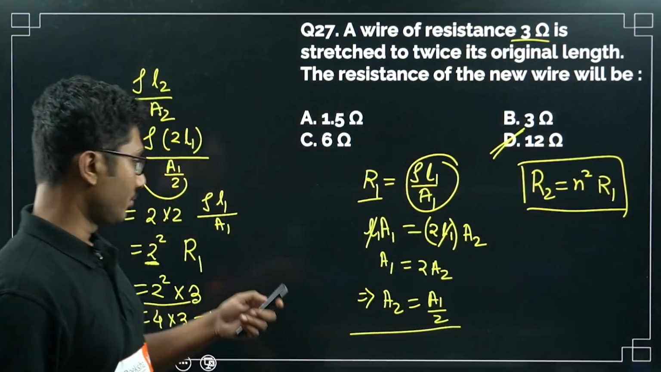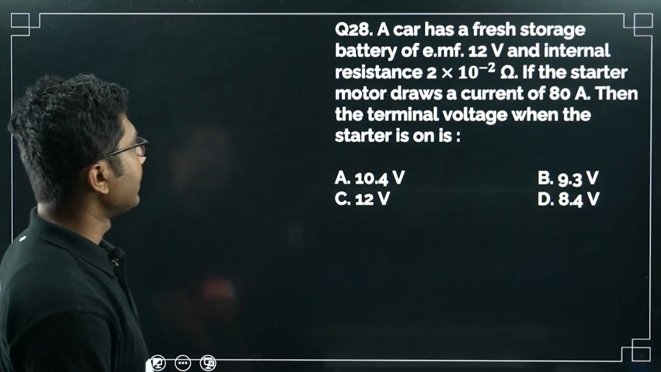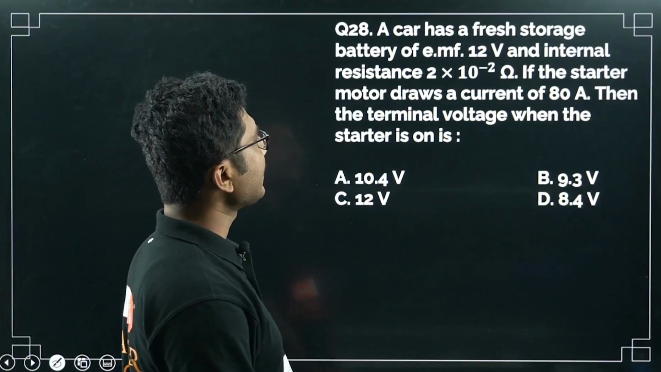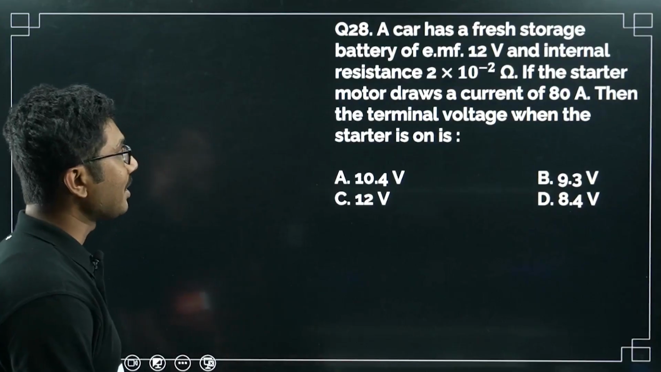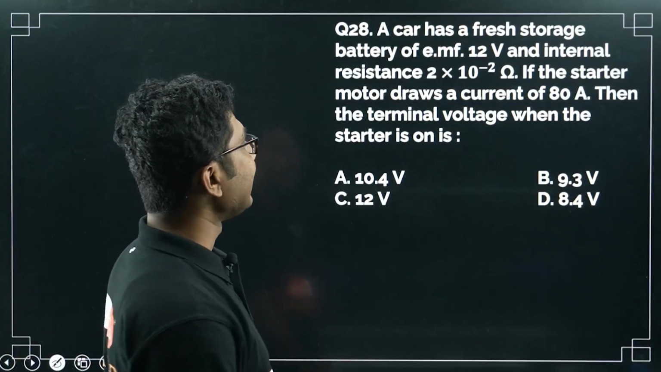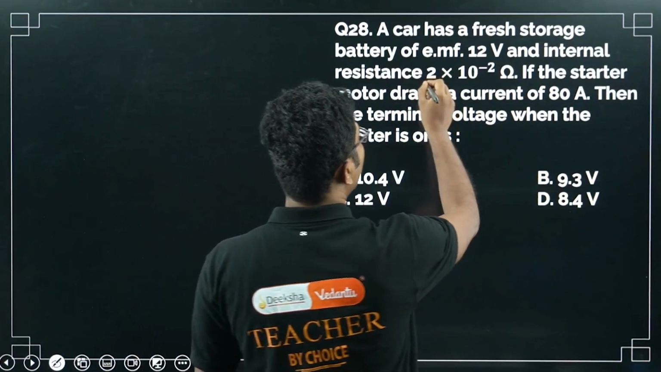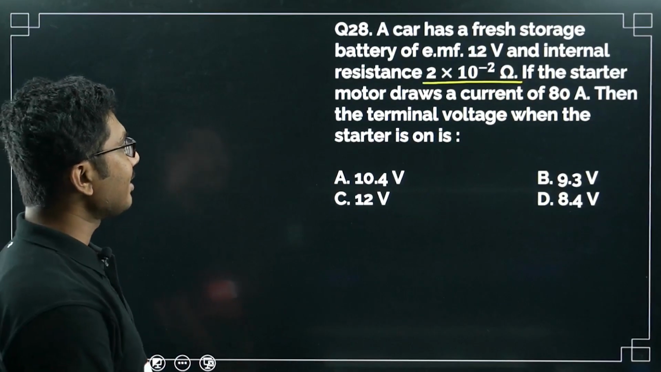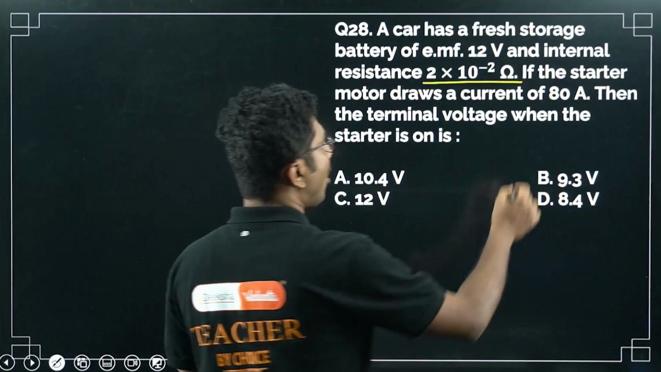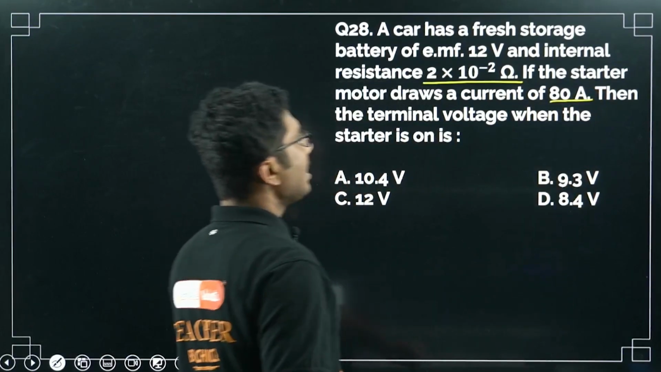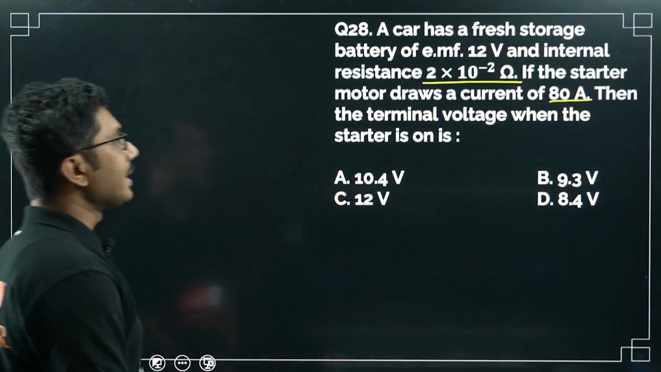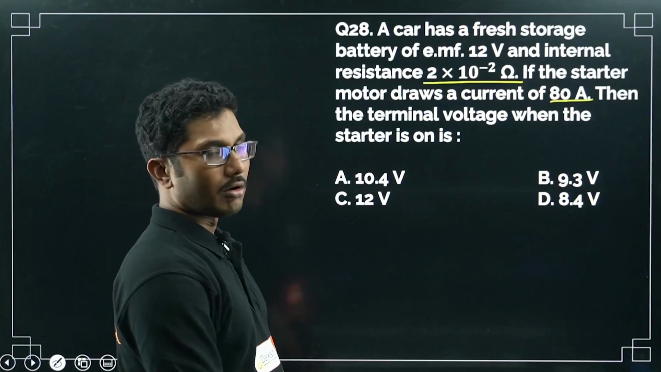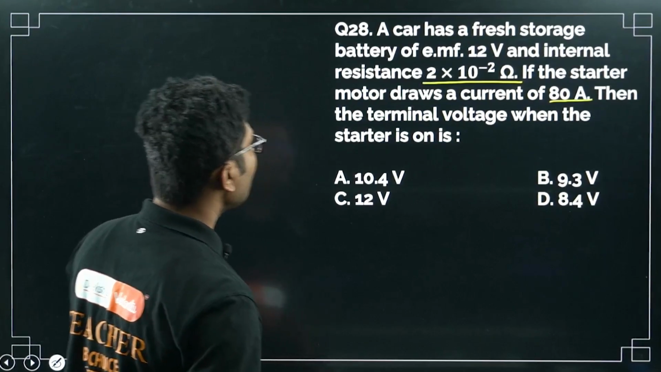Okay, now next question, 28. A car has a fresh storage battery of EMF 12 volt and internal resistance of 2 times 10 to the power of minus 2 ohms. If the starter motor draws a current of 80 ampere, then the terminal voltage when the starter is on is?